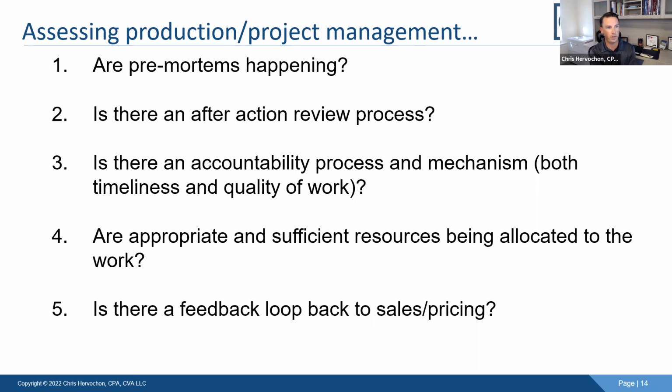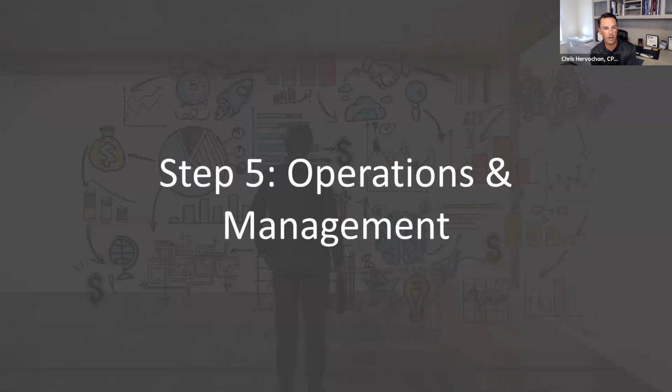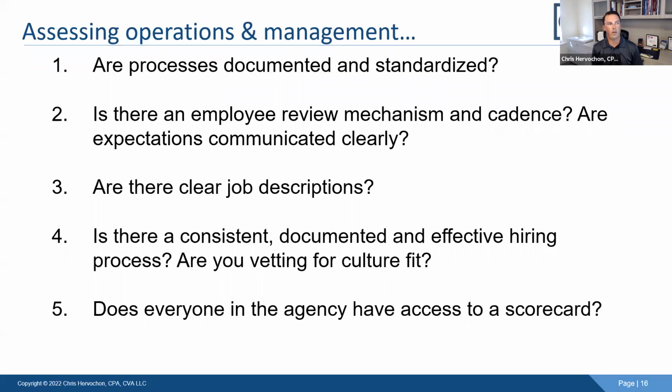All right, so that's number 4. Number 5, operations and management. So number one, is our process documented and standardized? Again, this gets into efficiency for sure. Super important to have things documented and standardized.